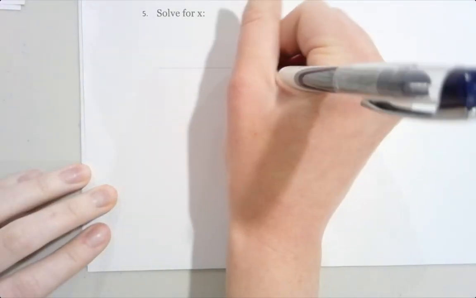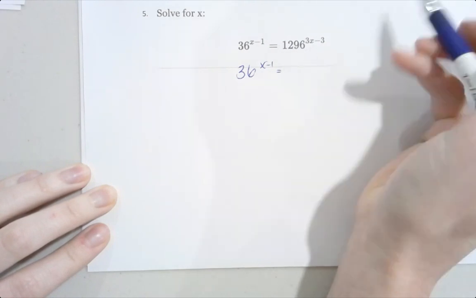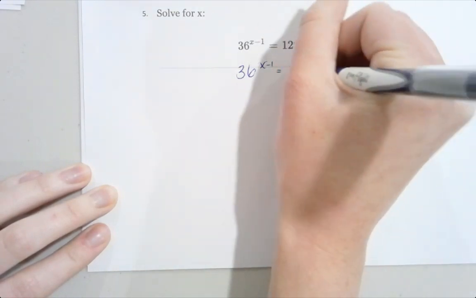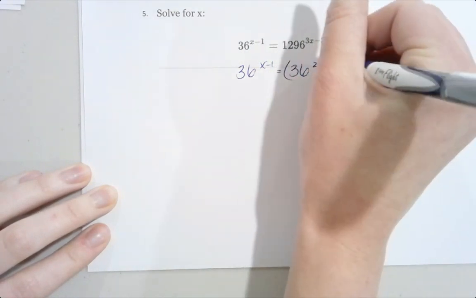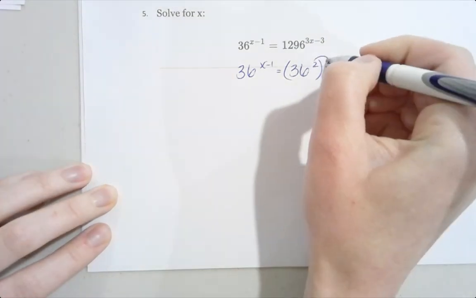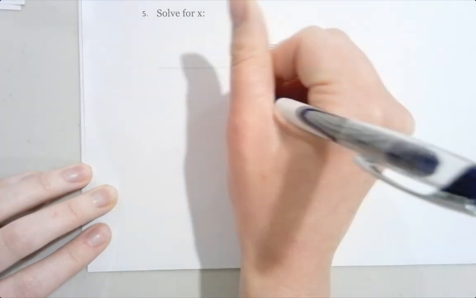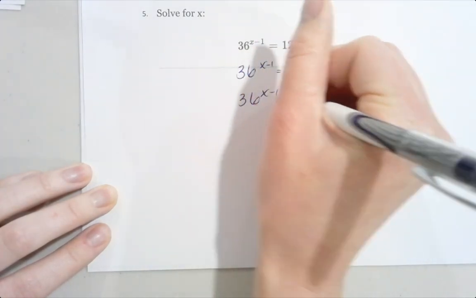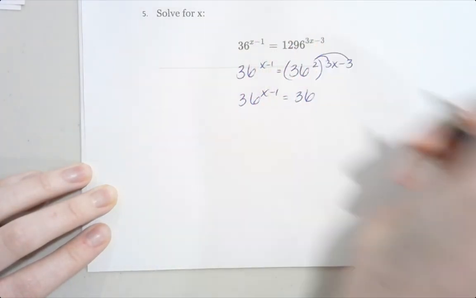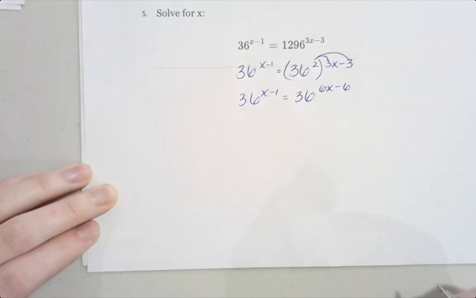So the left-hand side is going to stay the same. The right-hand side, I'm going to turn 1,296 into 36 squared. I'm going to still raise that to the 3x minus 3. I'm going to clean up my exponents over here, power to a power. I'm going to multiply, but make sure we distribute. Left-hand side, again, still staying the same. So I'm going to have on the right-hand side 36 to the 6x minus 6.